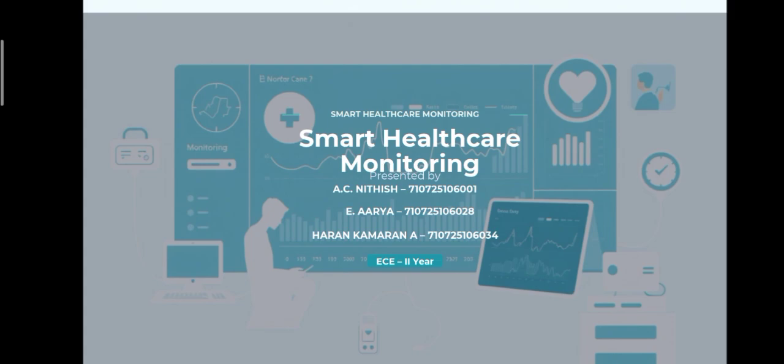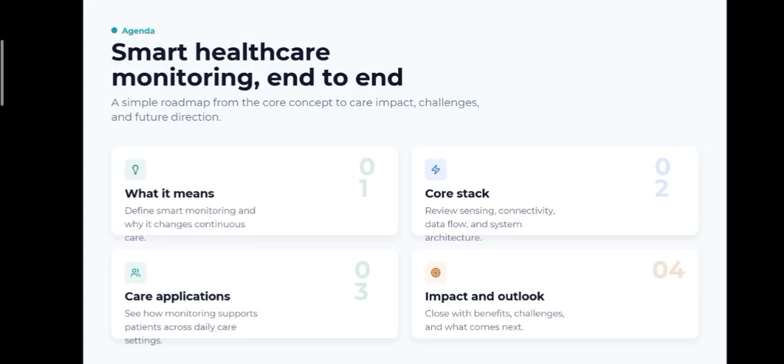Now, let's move on to slide 2, the agenda. In this presentation, we will understand what smart healthcare monitoring means and why it is important. Then, we will discuss the core technologies involved, including sensors and cloud systems. Next, we will look at healthcare applications, benefits, challenges, and finally, the future scope of smart healthcare monitoring.